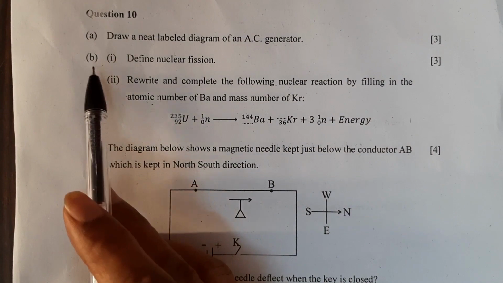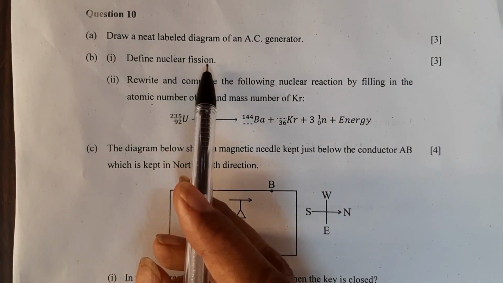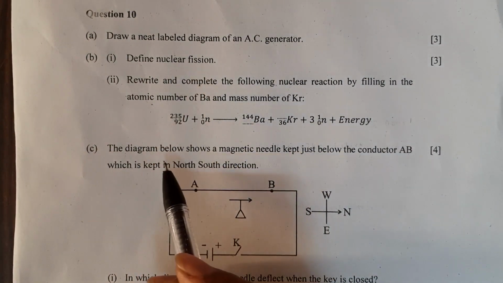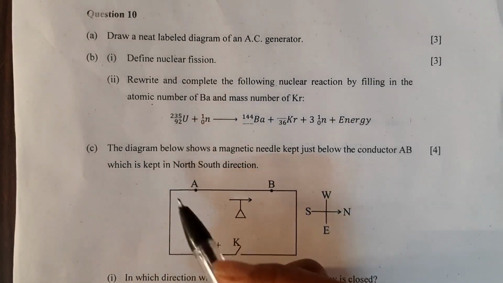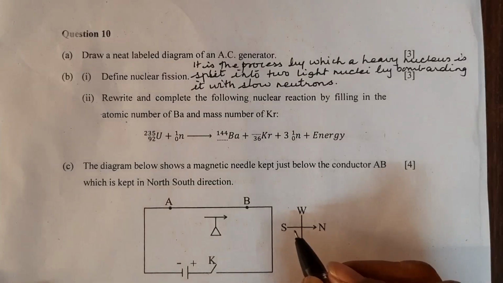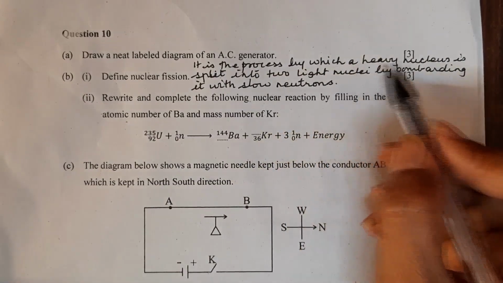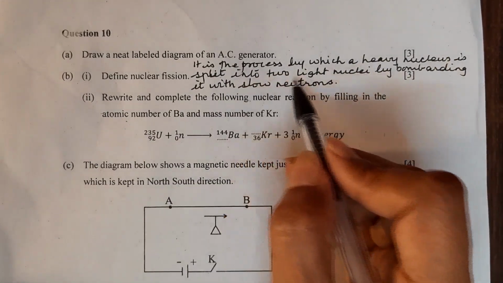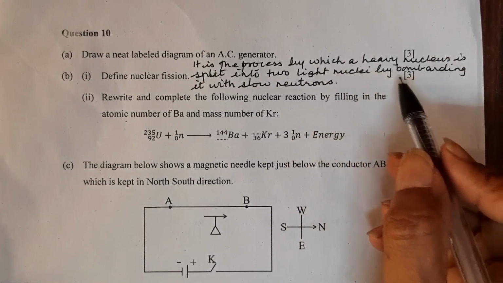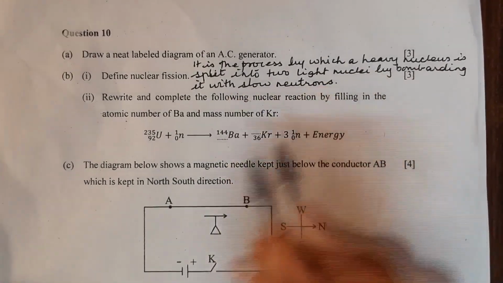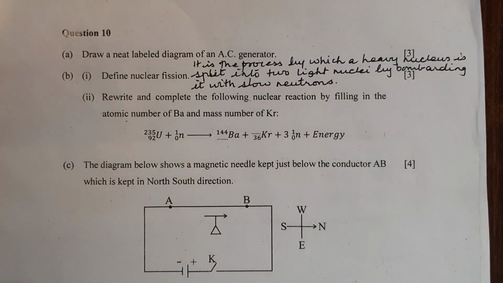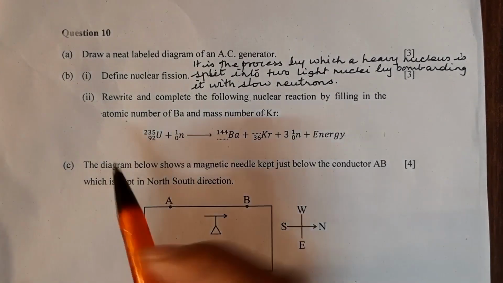We come to 10b. Define nuclear fission. Now here as well, we will write the definition quickly. It is the process by which a heavy nucleus is split into 2 light nuclei by bombarding it with slow neutrons. Now we come to the second part.